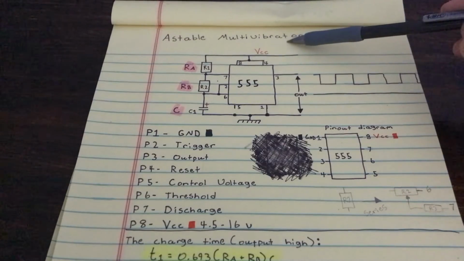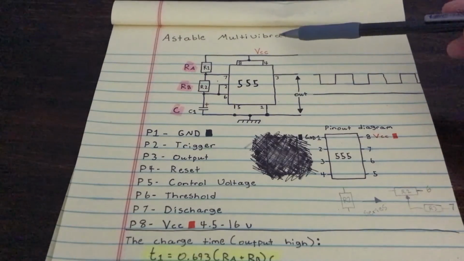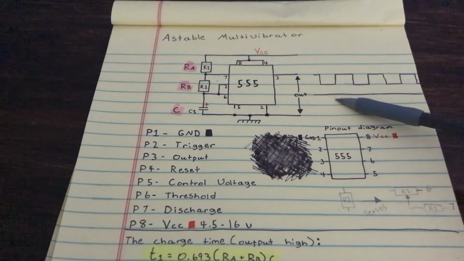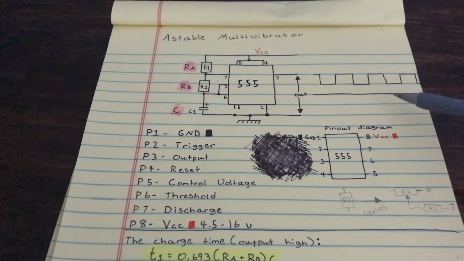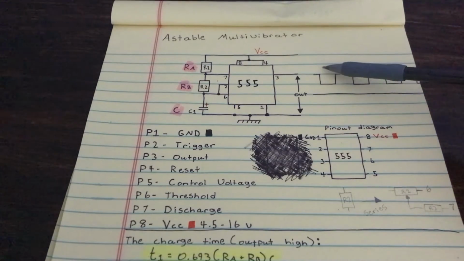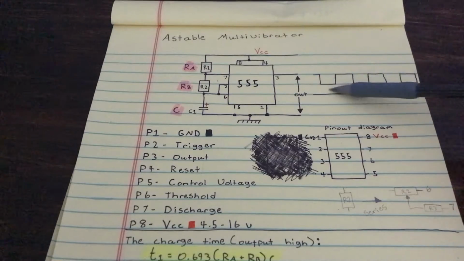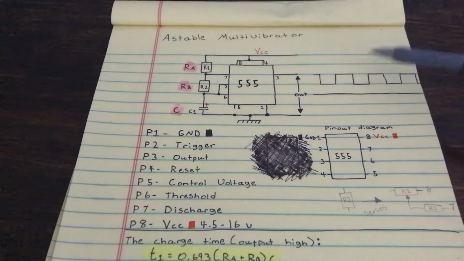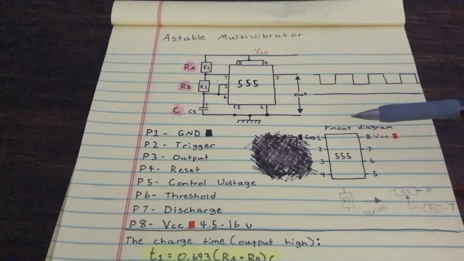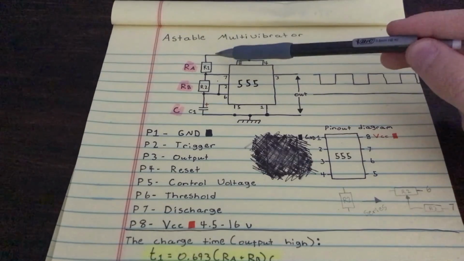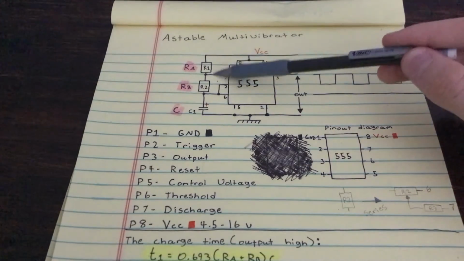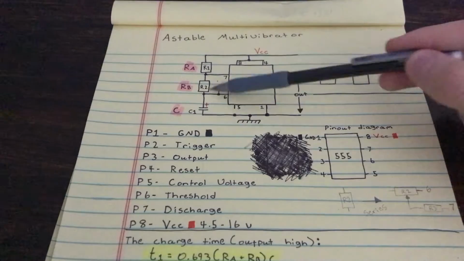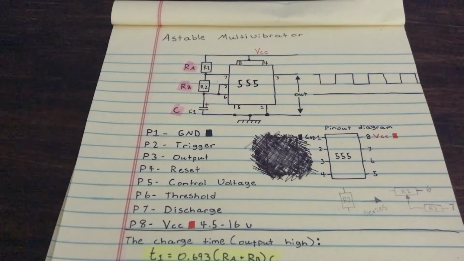So it's called an ASTABLE multivibrator, and essentially what that means is it takes one state on the input, which is 5 volts, and it makes it two states on the output. So we have high, low, high, low, oscillating back and forth, just like an LED you saw. And then what controls it is these two resistors and this capacitor right here.